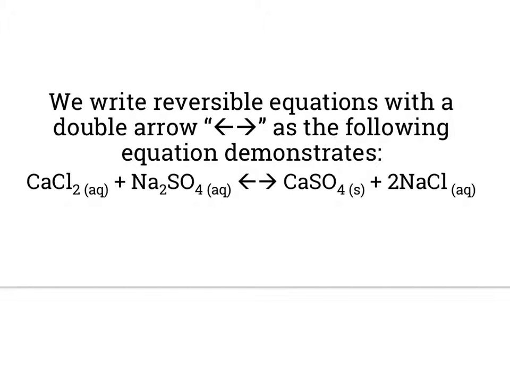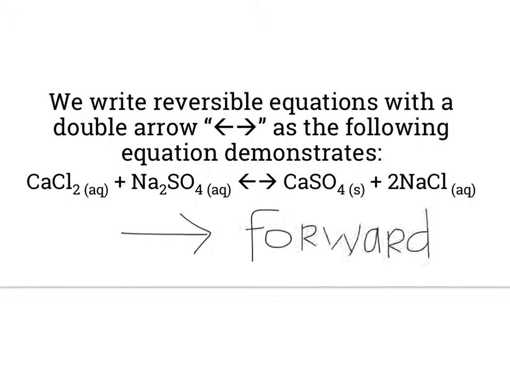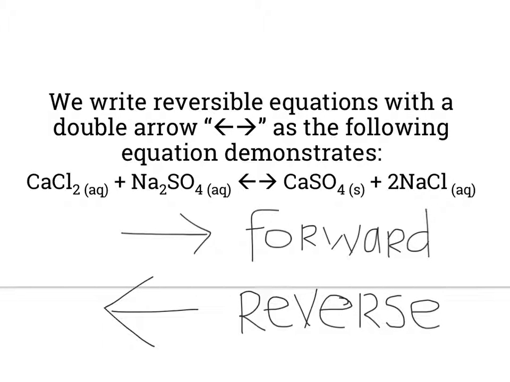So we write these reversible equations with a double arrow, two arrows pointing right and left. Typically, we call the direction to the right our forward reaction. That'll come in handy a little bit. As you can tell, I'm using my bad stylus again. And we also call the reaction going to the left our reverse reaction. So that's reversible equations. It's just when you've actually got two arrows.